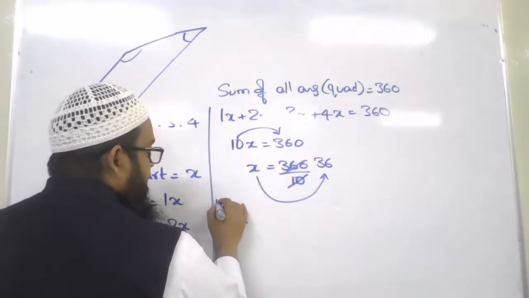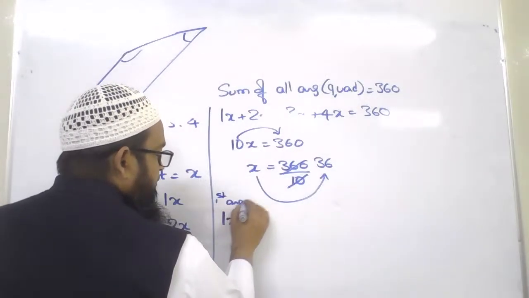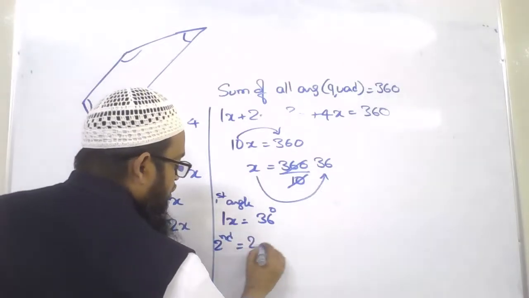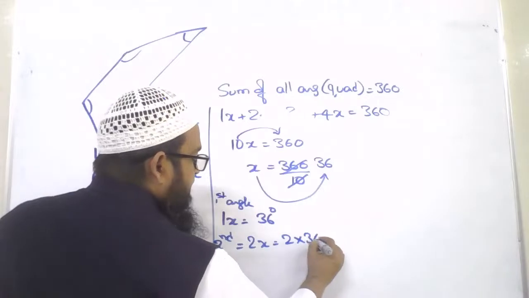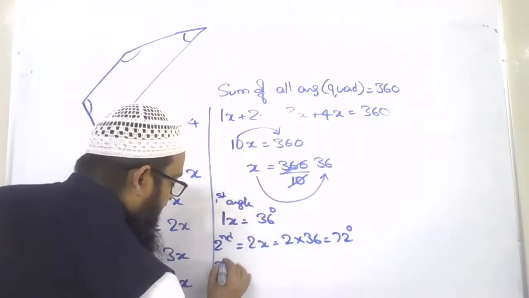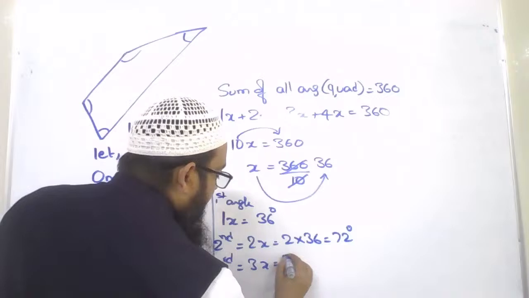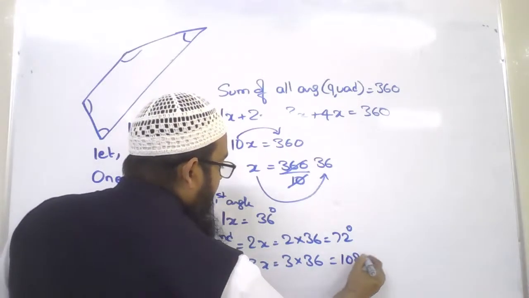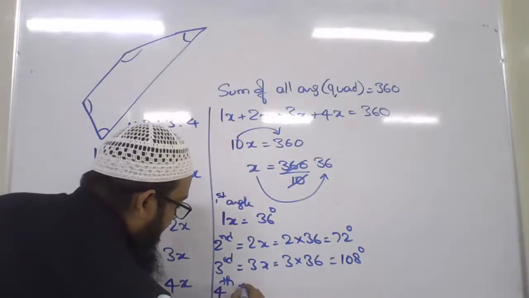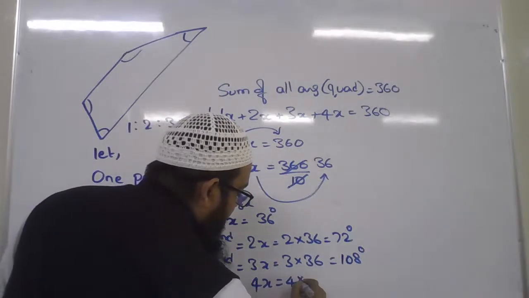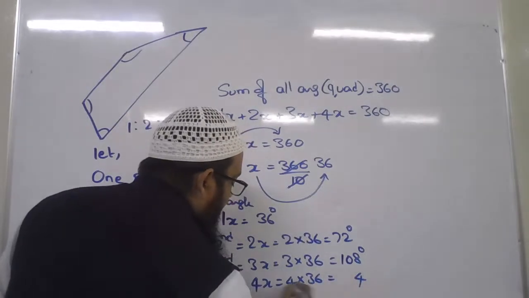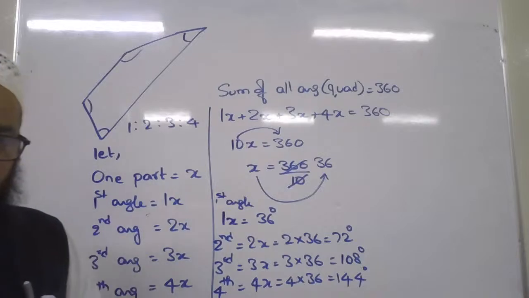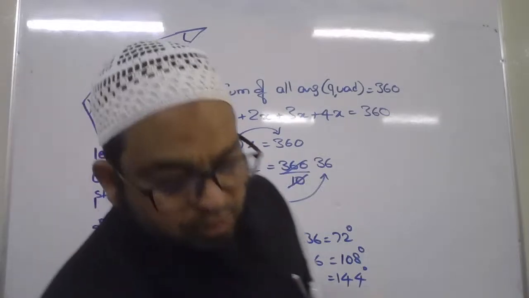So first angle. First angle is equal to 1x, that means 36 degrees. Second angle 2x, that is equal to 2 times 36, 72 degrees. And third angle 3x, 3 times 36, 3 6s are 18, and 108 degrees. And the fourth angle is 4x, so 4 times 36, 4 6s are 24, 4 3s are 12, 144 degrees. Understood? Good, good. Keep it up.